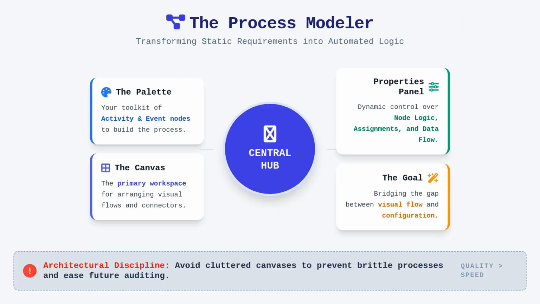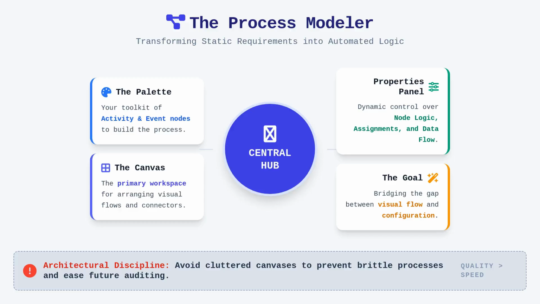The Process Modeler is the central hub where you transform static business requirements into living, automated logic, and its interface is intentionally designed to balance power with accessibility. When you open a model, you are presented with the canvas, which serves as your primary workspace for arranging nodes and connectors, and the palette, which contains the various activity and event nodes you will use. To the right, you find the Properties panel, which dynamically updates based on the object you select to provide control over node logic, assignments, and data flow.